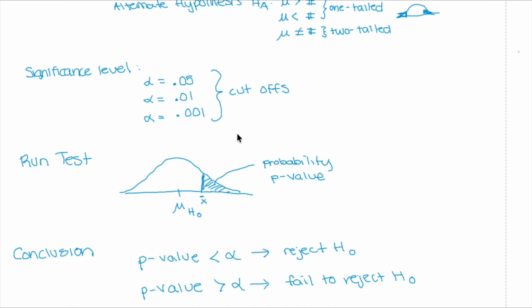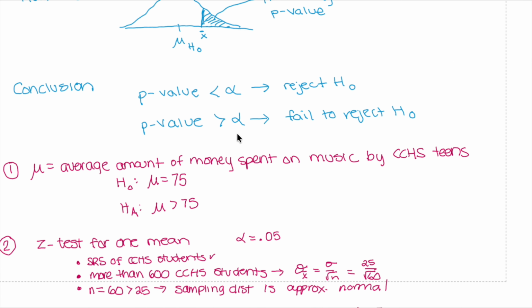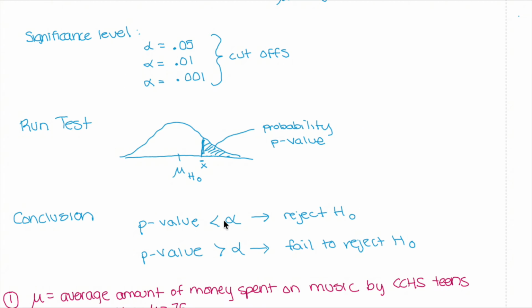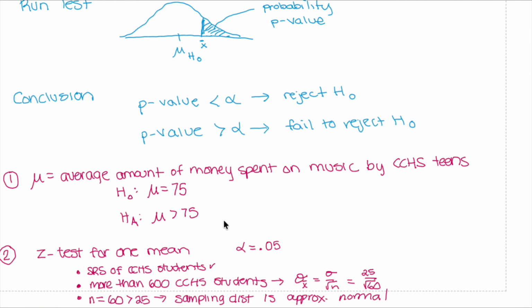The second part is going to be z-test. So what is the name of our procedure or our test? Well, this is a z-test for one mean. And we're given alpha is 0.05, which in this case does not specifically state in our example, but we just use 0.05 as the alpha value. And there are 3 conditions we have to make sure that we satisfy all.